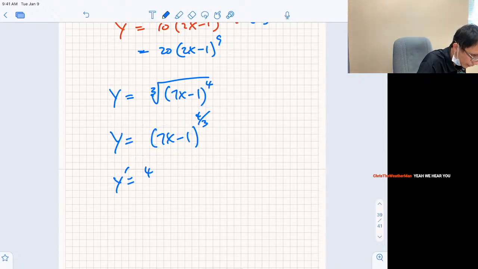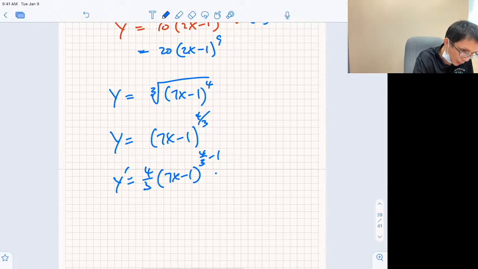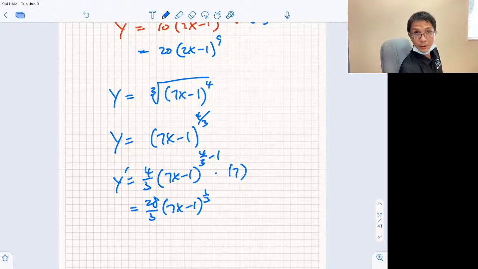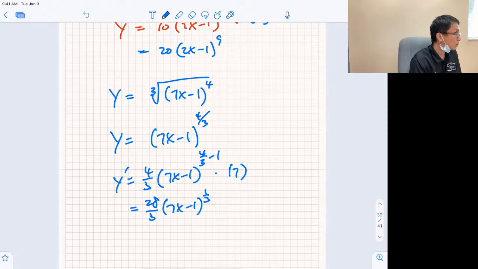So then it's going to be 4 over 3, (7x minus 1) to the 4 over 3 minus 1, times the derivative of 7x, so it'll be 7. So it'll be 28 over 3 times (7x minus 1) to the 1/3. And that's it. That's the chain rule. Are we okay here? Jonathan? Okay. And you're writing it as 28 over 3 cube root of 7x minus 1, right? You can do cube root, but just doing 1/3 is fine.